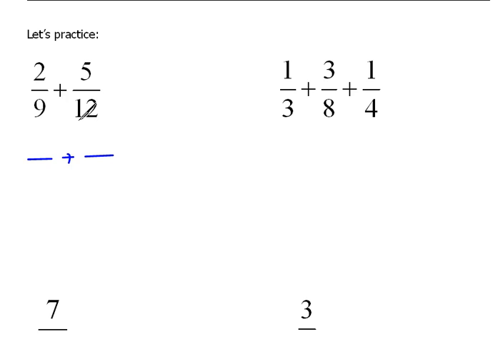Well, this is where you could write out all of your multiples and then find the common one. Or another way of looking at it is we can just start with the larger number and think of the multiples. 12 times 1 is 12. 9 will not go into 12. 12 times 2 is 24. 9 will not go into 24. 12 times 3 is 36. 9 will go into 36.